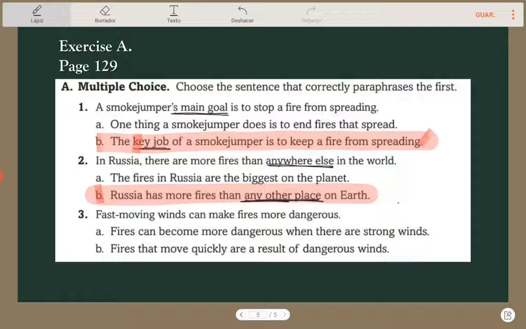Number 3, fast-moving winds can make fires more dangerous. Fires can become more dangerous when there are strong winds, or fires that move quickly are a result of dangerous winds. Well, in this case, here the correct answer will be letter A. Fires can become more dangerous when there are strong winds.